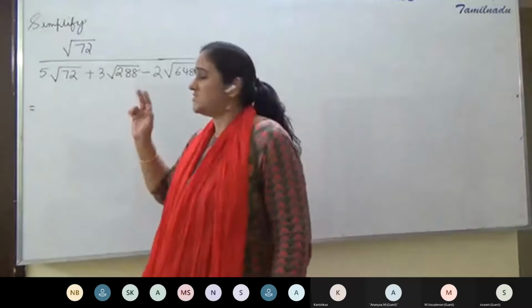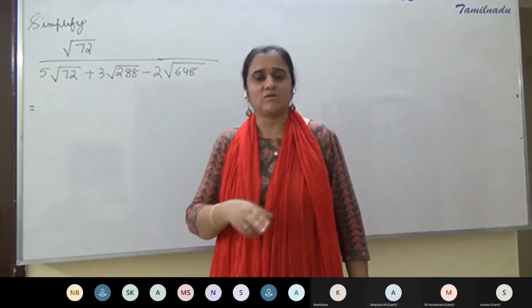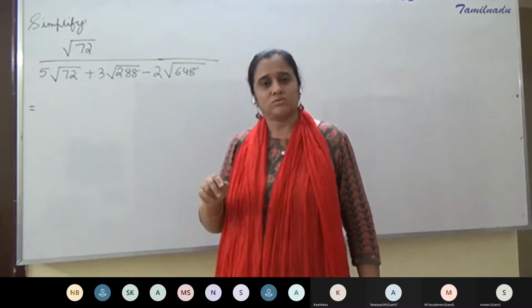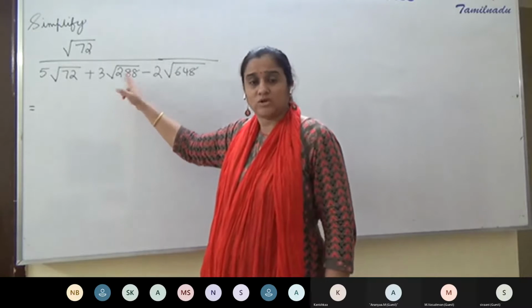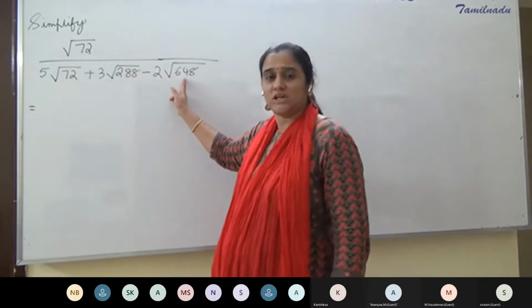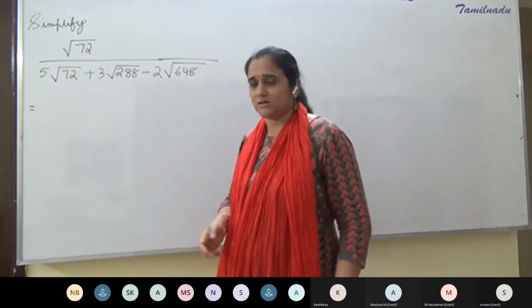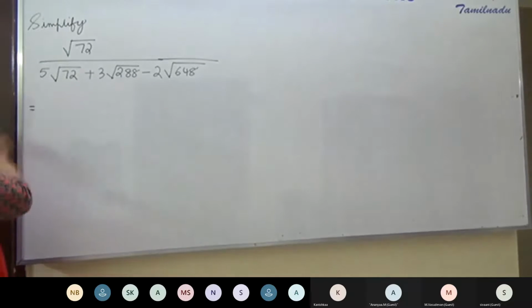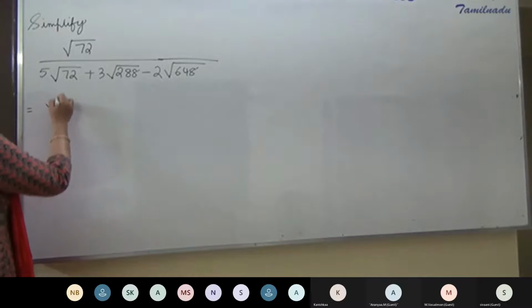You can directly write 72 as 36 into 2. So 36 comes out as 6, so 6 root 2. 72 is 36 into 2, so 6 root 2. 144 into 2, so 12 root 2. And 324 into 2, 18 root 2. We could do that. Otherwise, we'll have to list out all the prime factors. So let me just do that first.